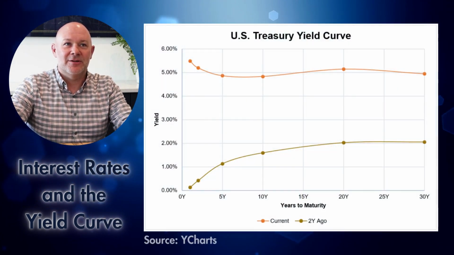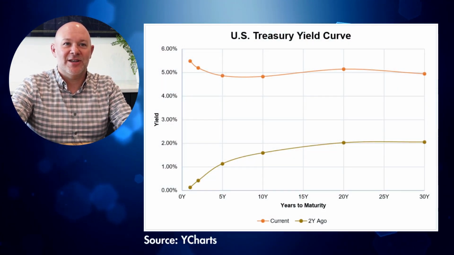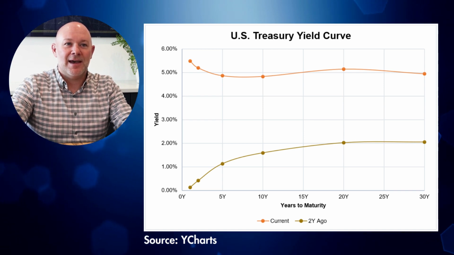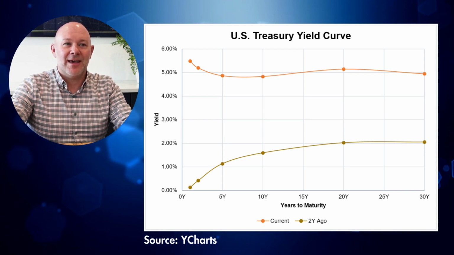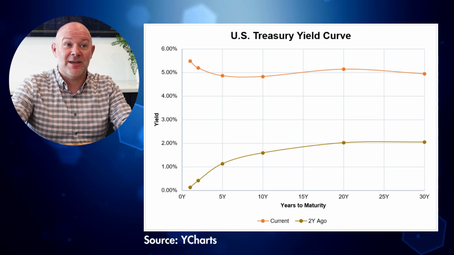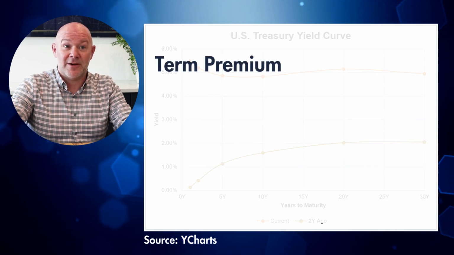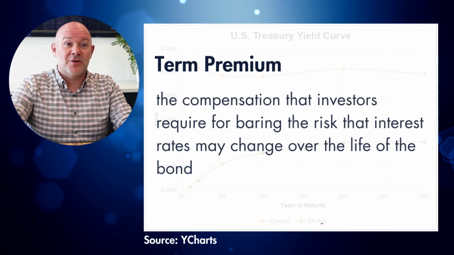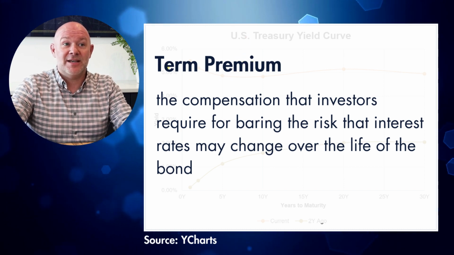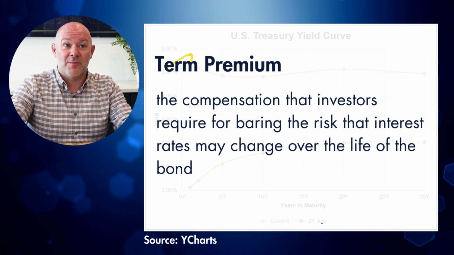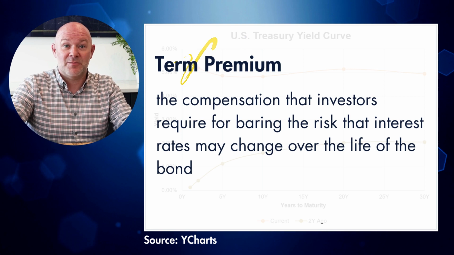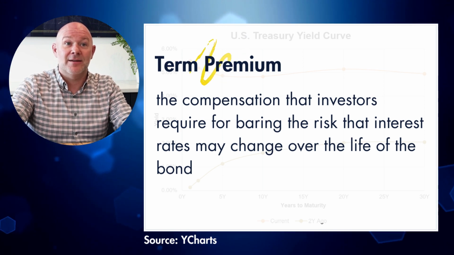The first picture shows us our Treasury yield curve. And to begin, I want to start with a definition of a term that we use called the term premium. The term premium is defined as the compensation that investors require for bearing the risk that interest rates may change over the life of the bond.